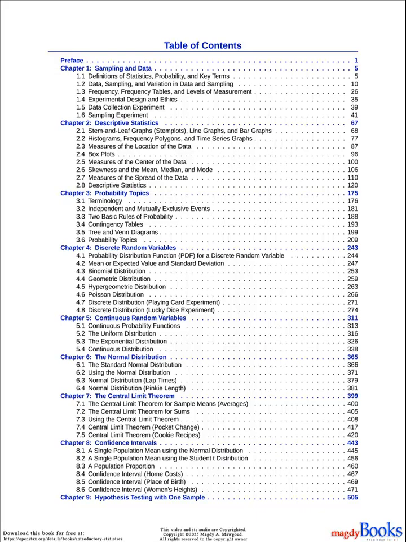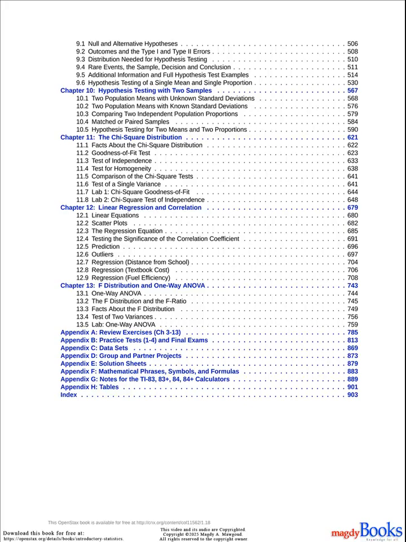Chapter 9. Hypothesis testing with one sample. 9.1. Null and alternative hypotheses. 9.2. Outcomes in the Type 1 and Type 2 errors. 9.3. Distribution needed for hypothesis testing. 9.4. Rare events, the sample, decision and conclusion. 9.5. Additional information and full hypothesis test examples. 9.6. Hypothesis testing of a single mean and single proportion.